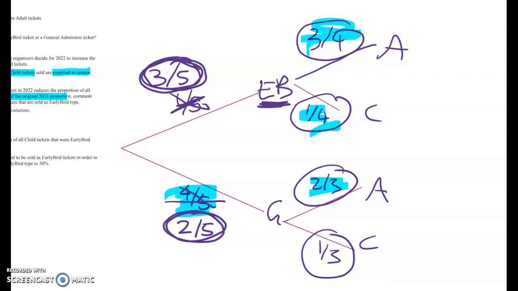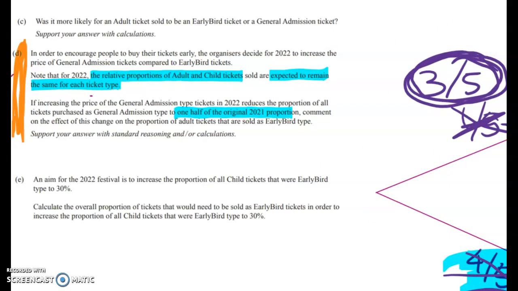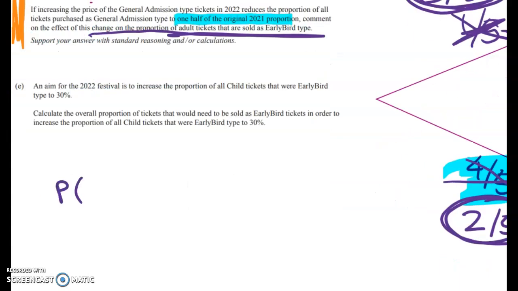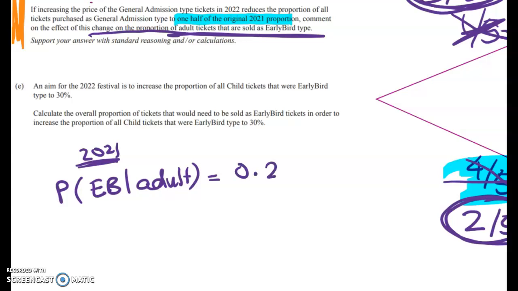But we better do some work to show that. So let's have a look now. We have to comment on the effect of the change on the proportion of adult tickets that are sold as early bird type. So before we had the probability of early bird, given that it's an adult ticket. In 2021, we worked out in part C, I think, that it was 0.2195. So it's not going to be exactly 3 times, but it's going to be roughly 3 times as big when we get to the end of this. But let's just work through the maths and see where we get to.